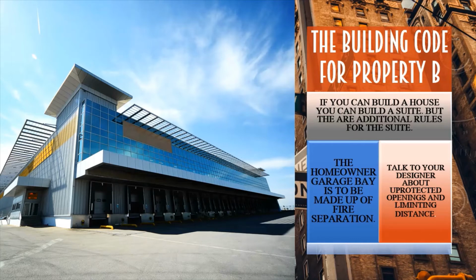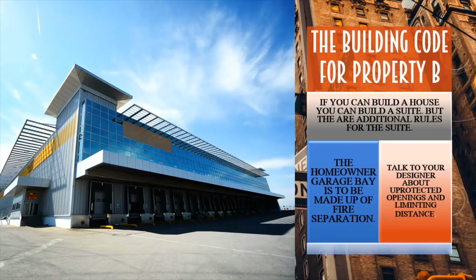Next, I would also suggest that you speak with your designer about unprotected openings and limiting distance. This refers to windows, doors, and places of penetration, like your vents. These unprotected openings that face your side yard property line, we call them unprotected openings because they are a risk of flame spread. How close your building is to the property line will determine the aggregate area of all the openings on that side of the building relative to the aggregate area of the whole building face.